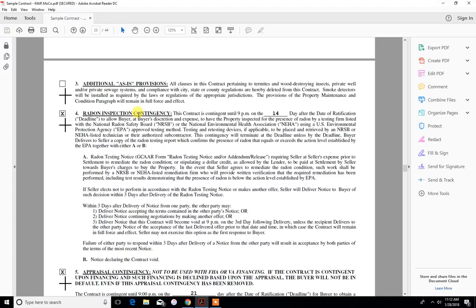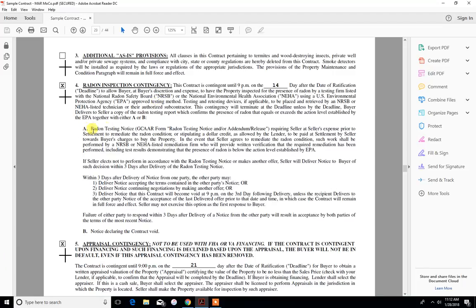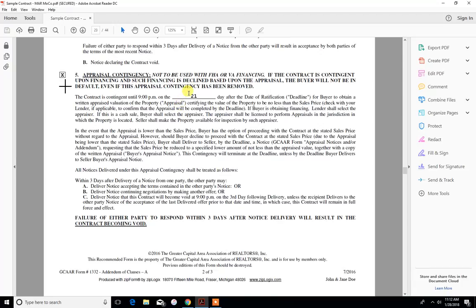Radon, if the buyers are going to do radon, which I highly recommend, we're going to do radon in 14 days to do the radon inspection. If it comes back high, our 2 options are number 1, ask them to fix it. Number 2, we can walk away from the contract. We're going to ask for 21 days to do the appraisal. You're going to have them initialing on all these things here.